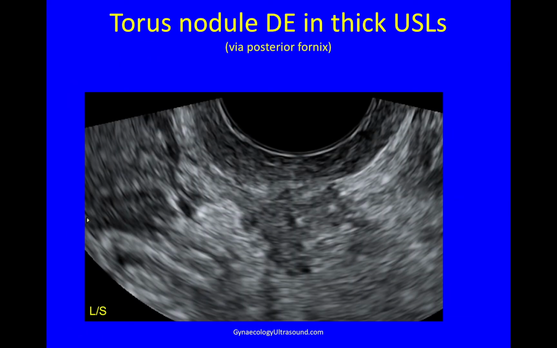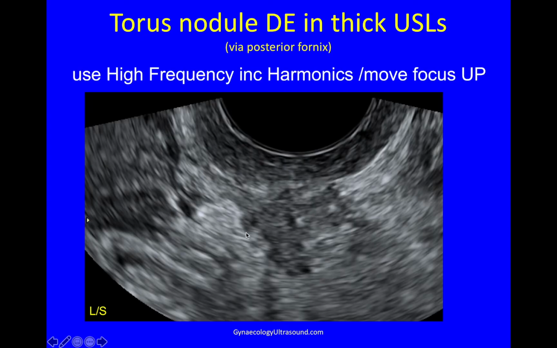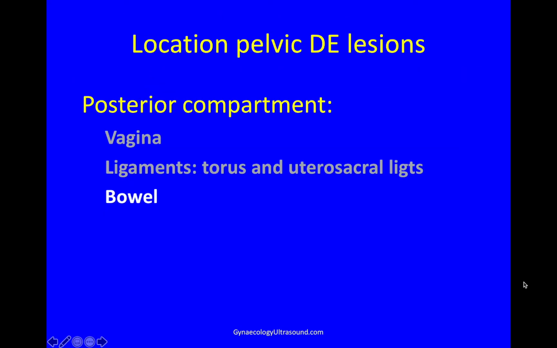So what does deep endometriosis look like in a uterosacral ligament through the posterior fornix? You can see here again, this is the vagina. This you can see is white fibrosis, and within that you can see an irregular nodule of deep endometriosis. To see this closely to the probe, you need to use high frequency, use the highest frequency of harmonics, and then you need to move your focus up so that you're focusing all the beam just here, and it will pop out for you.